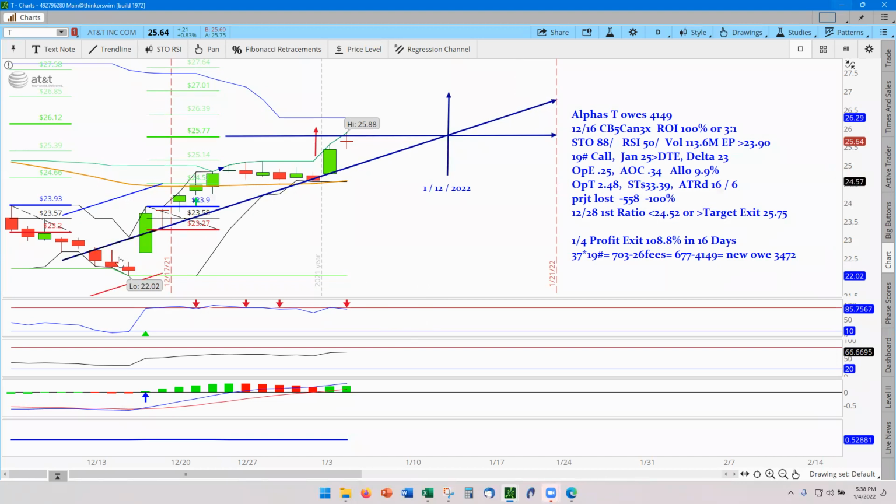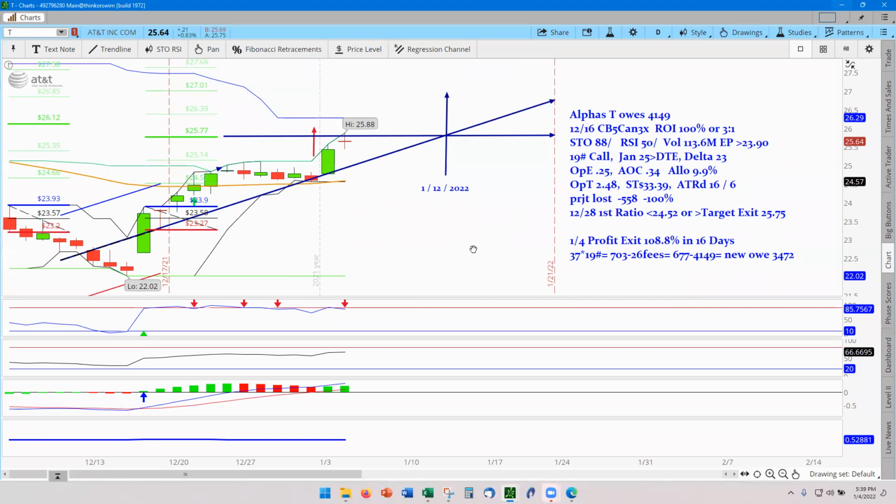Okay, so here's the trade. The trade entered here at the high of this candle. And we had a 3-to-1 right there at 25.77. I put that at 25.75, rounded off to the nickel. And the trade spiked into our exit, and we got out. We picked up $37 for the trade. We had 19 contracts, but we used a 23 delta.